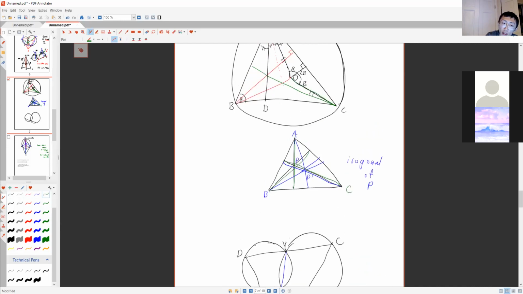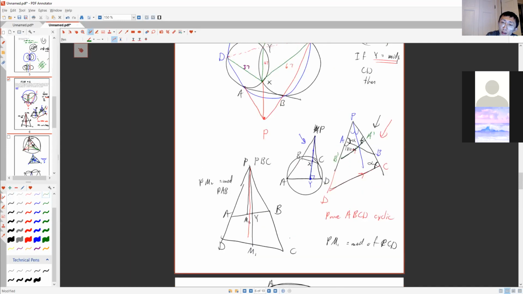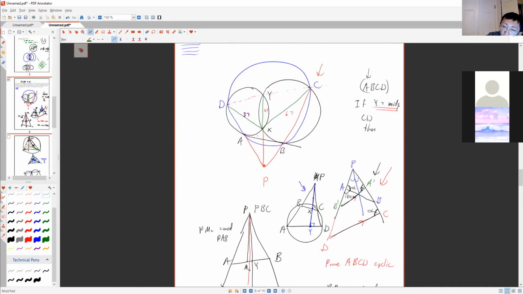So in our original AIME problem, by power of a point, that means this point is the midpoint. Let's just call it M of AB, which means that PY is a symmedian of PCD.